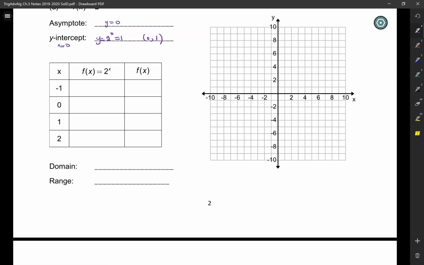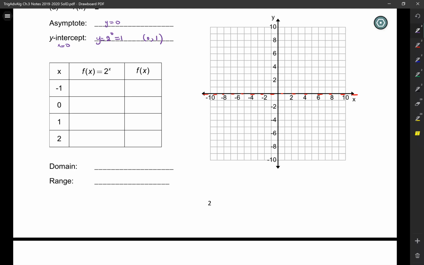Now I need to graph this, right? First I put in the horizontal asymptote. And now, in order to graph, I need to make a table and pick points. So you need to pick points for x. Obviously, you can pick whatever x values you want. However, with exponential functions, numbers get very big very quickly.